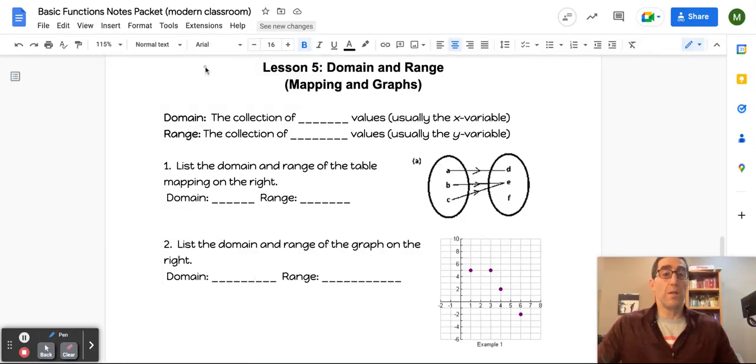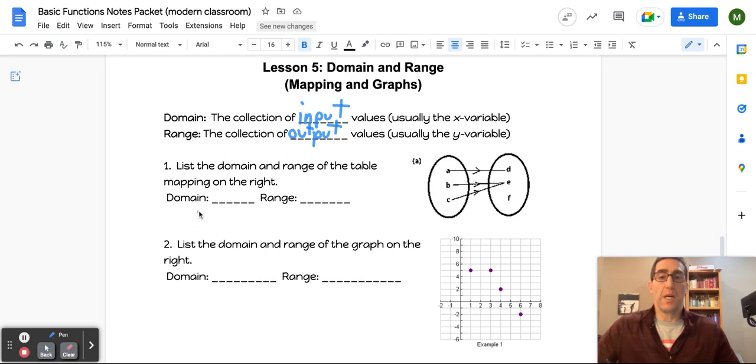So again, we're talking about domain and range, this time using different ways of seeing it, using mapping and graphs. But no matter the setting, the domain is always going to be the collection of input values, usually the X variable, and the collection of output values is going to be our range. That's usually the Y. Now, when you look over here at our first example, list the domain and range of the table with the mapping.